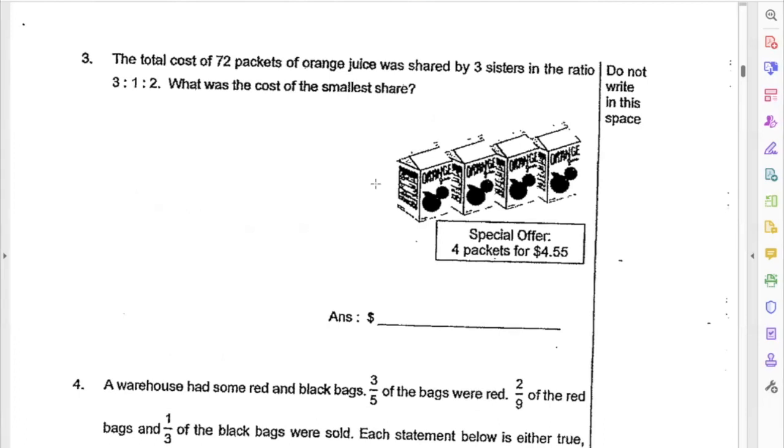The total cost of 72 packets of orange juice was shared by 3 sisters in the ratio 3:1:2. What was the cost of the smallest share? So, then you look at the picture over here. It says special offer, 4 packets for $4.55. Oh, hold on for a moment.